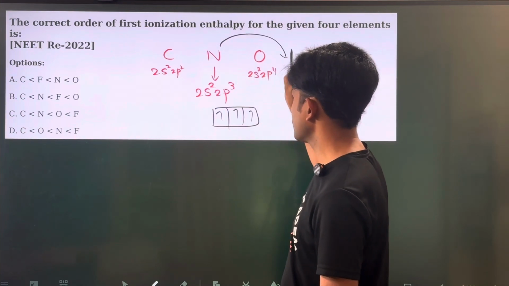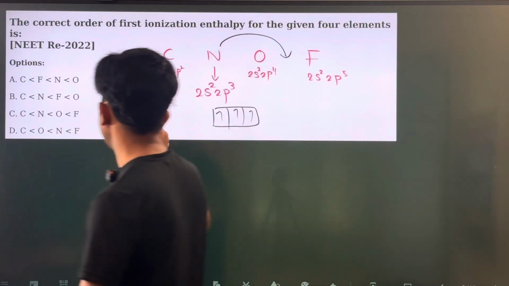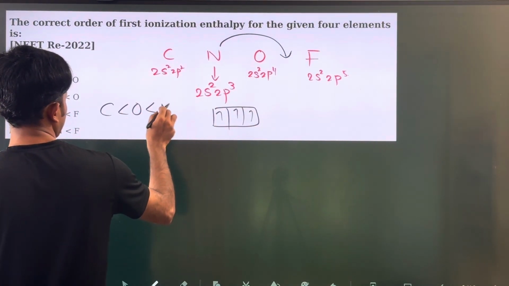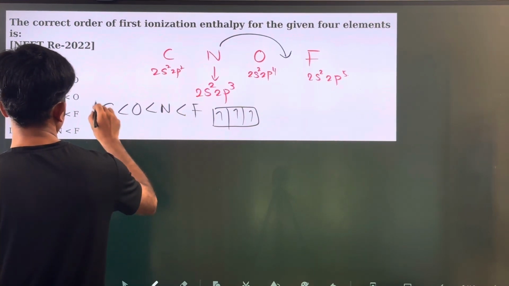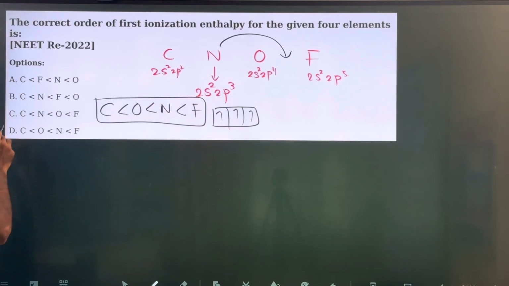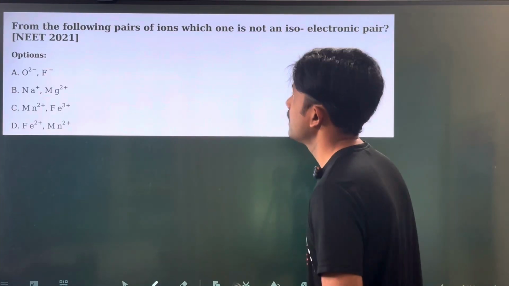Then nitrogen will come here. Next, after carbon, oxygen will come. After oxygen, nitrogen will come. After nitrogen, fluorine will come. So the right order is C, O, N, F. Option D is matching. So which one is the right option? Answer D is the right answer. Is it clear, everyone? Okay, move on to the next one.